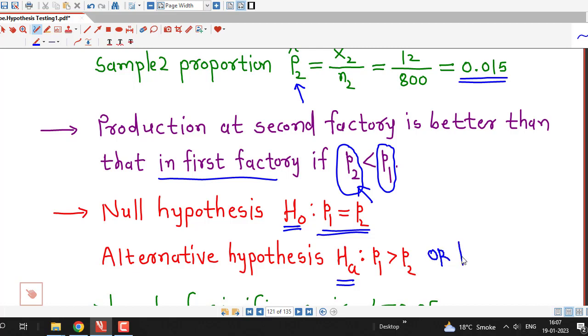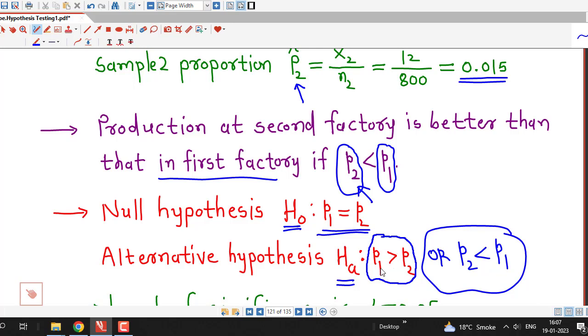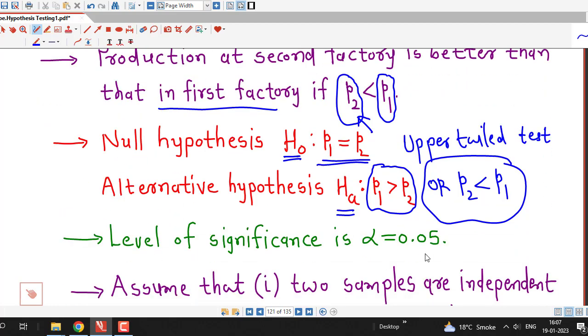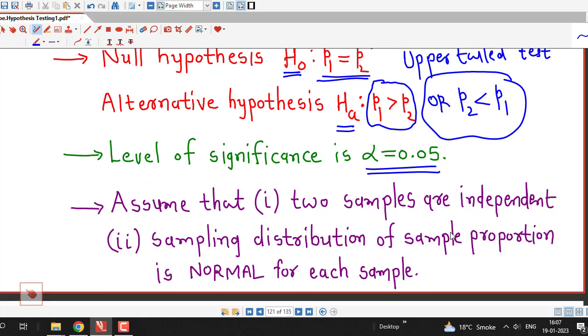This we can write as p2 is less than p1, but for deciding whether our test is right-tailed or left-tailed, we are writing p1 first here. So p1 is greater than p2, that means we have an upper-tailed or right-tailed test, and the level of significance is given as alpha equal to 0.05. Now to apply the test statistic, we must have these two conditions satisfied.